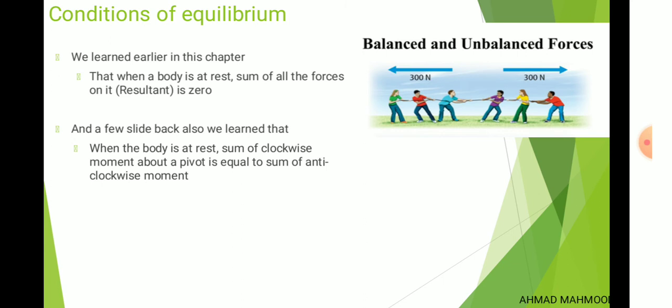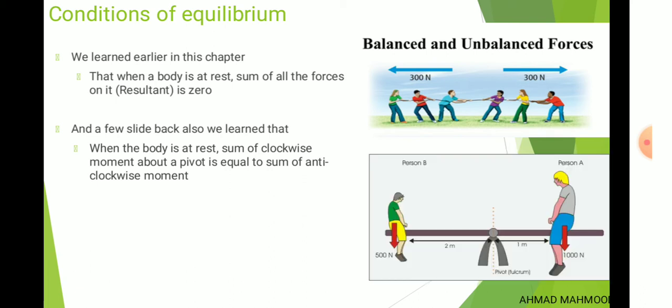The second condition for equilibrium is that the clockwise movement should be equal to the anti-clockwise movement, or we can also say that the sum of clockwise and anti-clockwise movements should be equal to 0. We can say it in two ways. First way is that the clockwise movement should be equal to the anti-clockwise movement, or the sum of clockwise and anti-clockwise movements should be equal to 0. Like in this example, 1000 minus 1000 will be equal to 0.